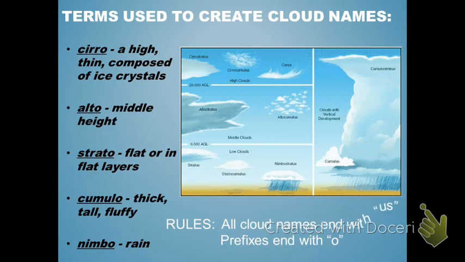The prefix of cloud names can describe the height of a cloud base. Cirro referring to high clouds, alto referring to middle height clouds, and strato referring to low-level clouds. Nimbus clouds are dark colored and associated with precipitation. When a nimbus cloud is also a towering cumulus cloud, it is called a cumulonimbus cloud.